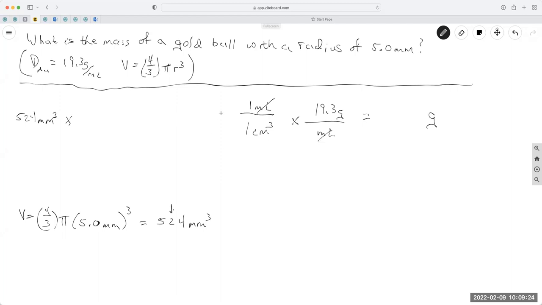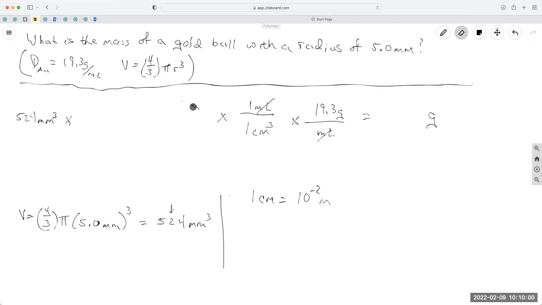All right. So now what I would like is I could do this in a couple of steps. Since I have milliliters, I need cubic centimeters on the top. Right. So I'm going to play with this a little bit. I need cubic centimeters. Now, what do I know? I know that 1 centimeter is 10 to the minus 2 meters. How do I know that? Because I memorized it.